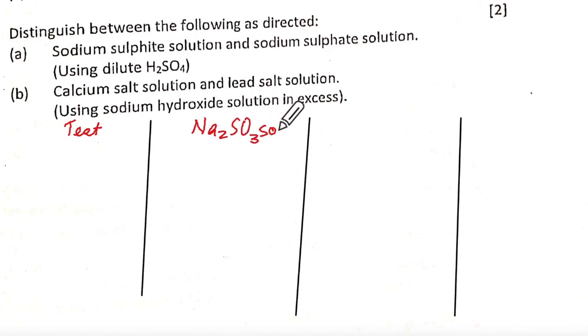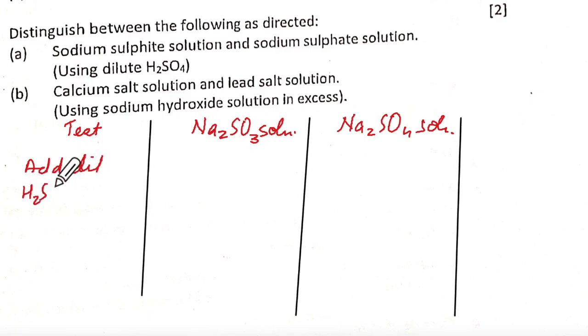Na2SO3 solution and Na2SO4 solution. And they are telling you this. So what you'll say: add dilute H2SO4 to each. What will happen? H2SO3 means I will see bubbles of which gas? SO2.